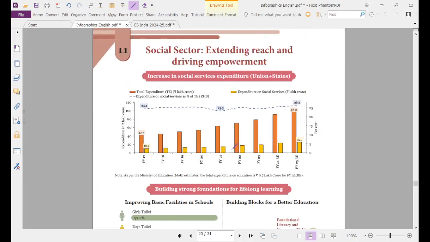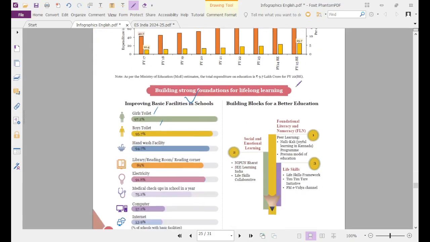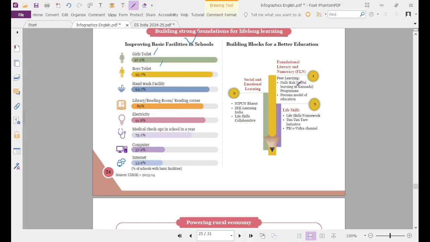Social sector, extending reach and driving empowerment, especially health, education, and addressing the vulnerable sections of society, women, children, senior citizens, and improving basic facilities in schools for girls and boys, toilet facilities, water facilities, basic food. Also increasing social services expenditure. That is being talked about.